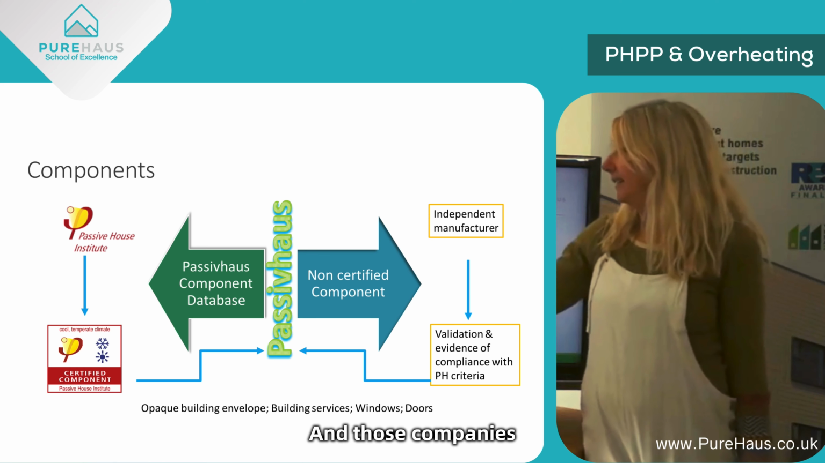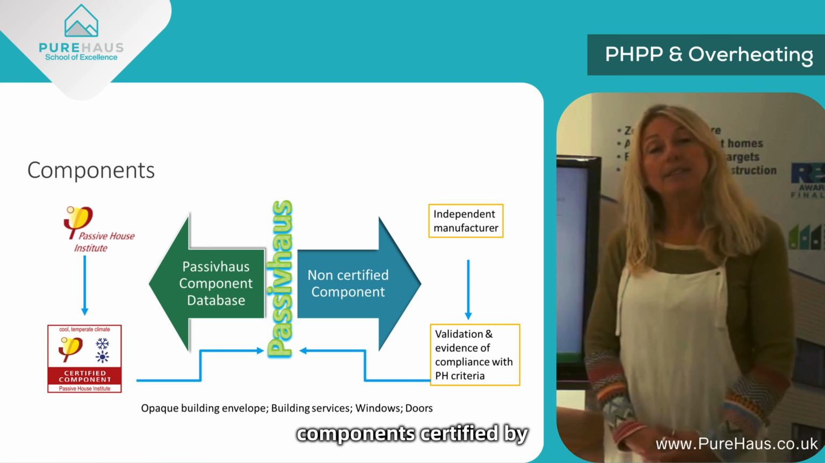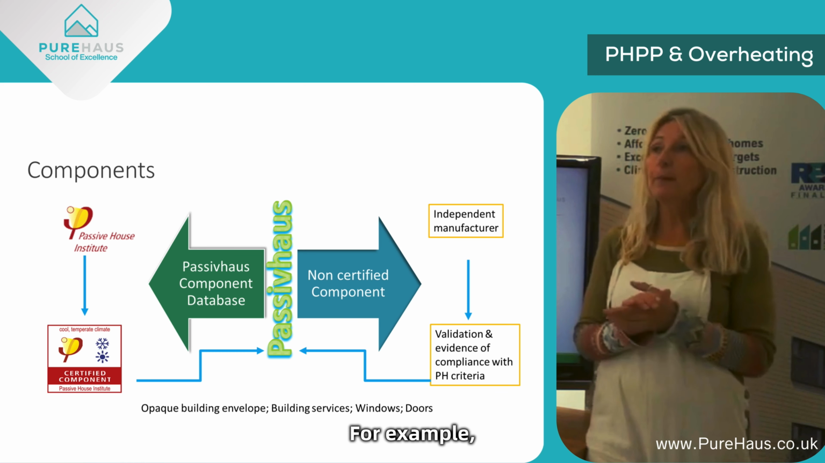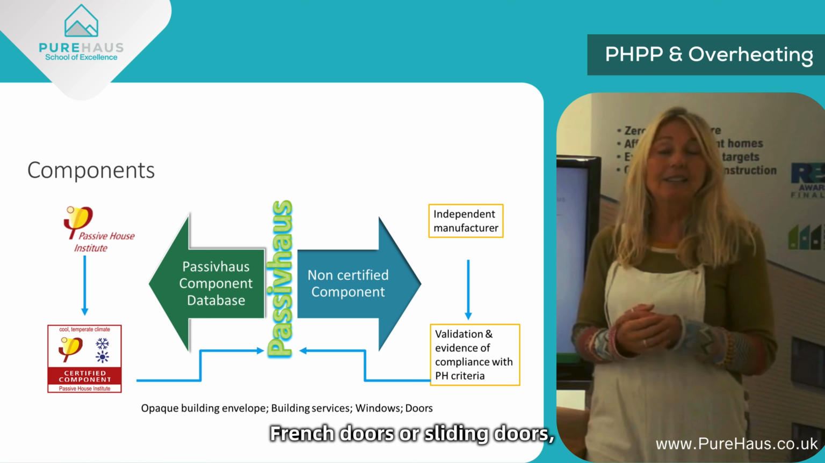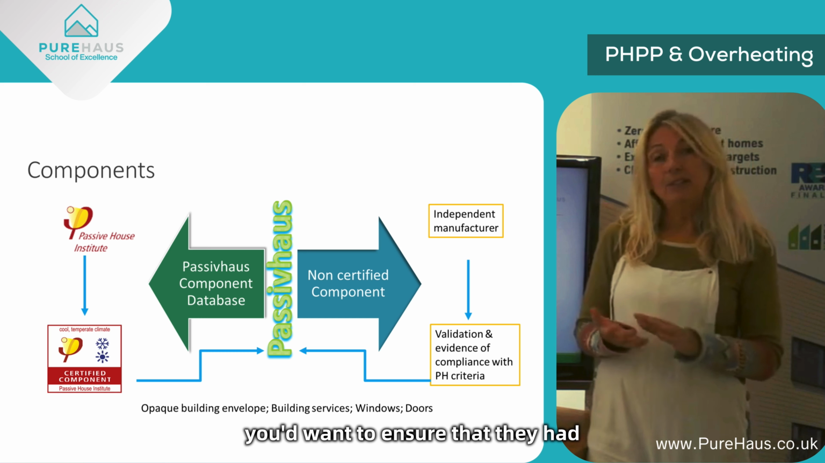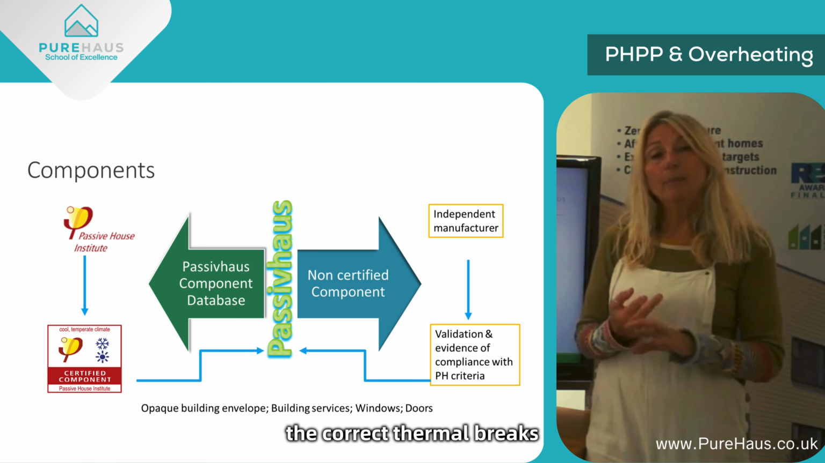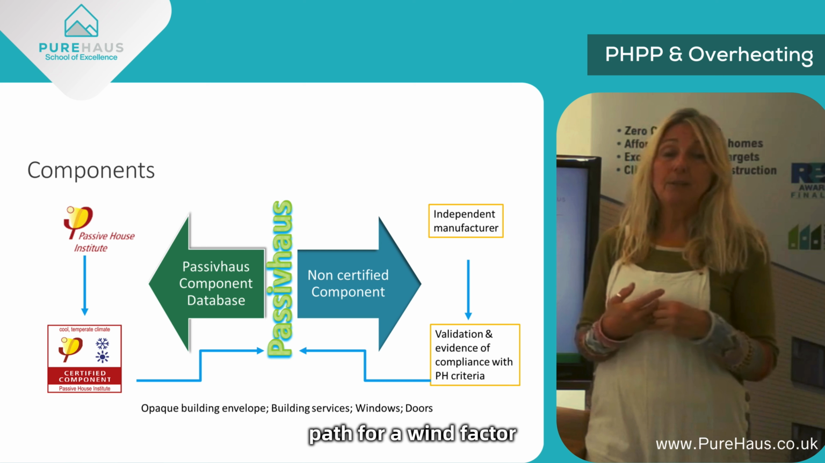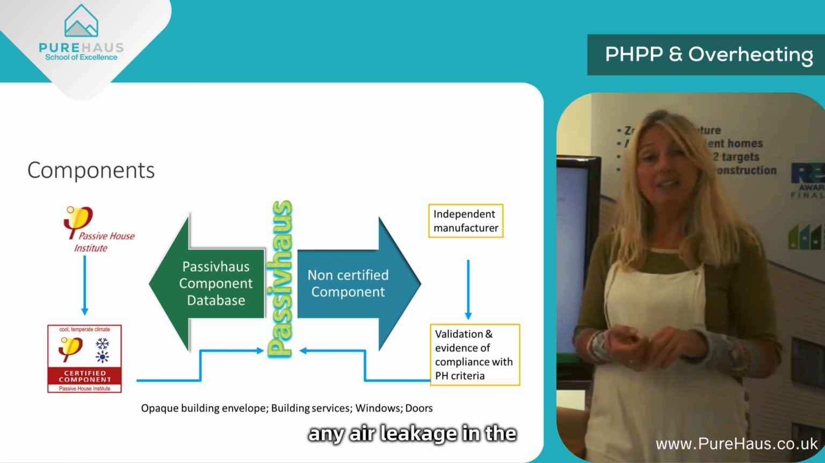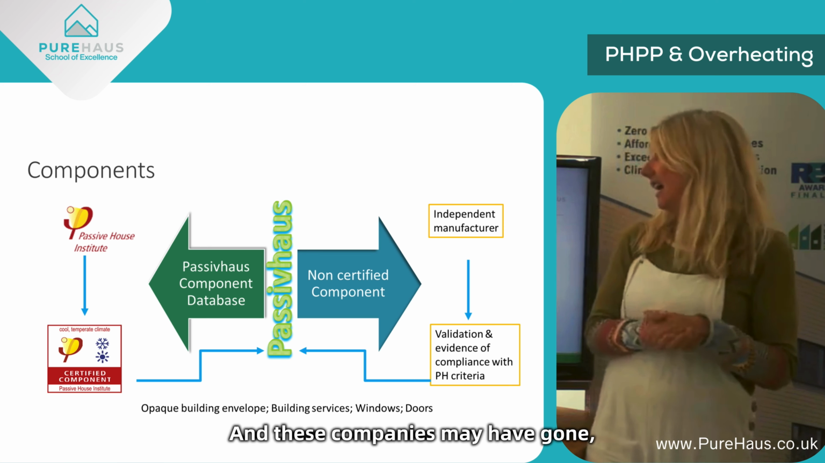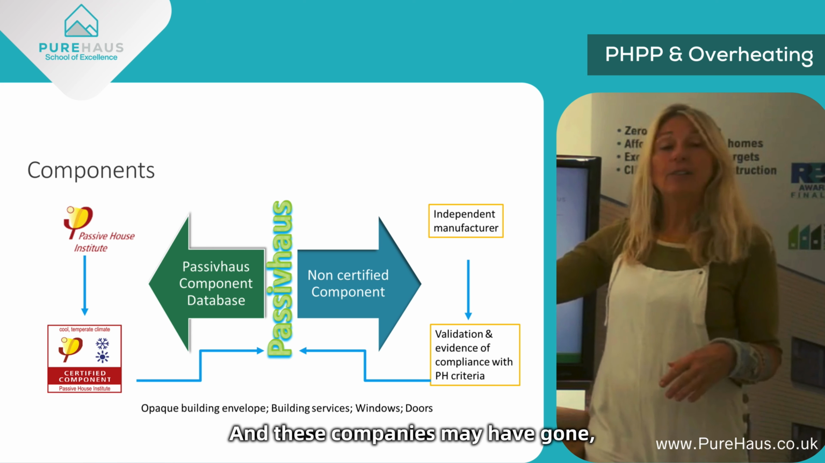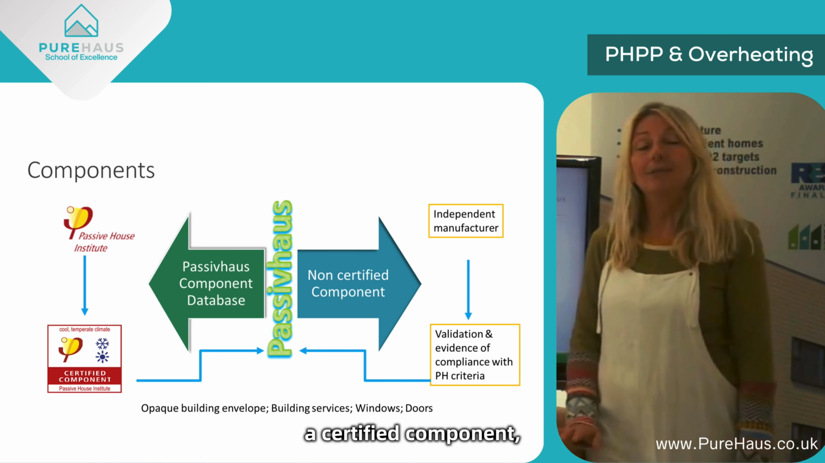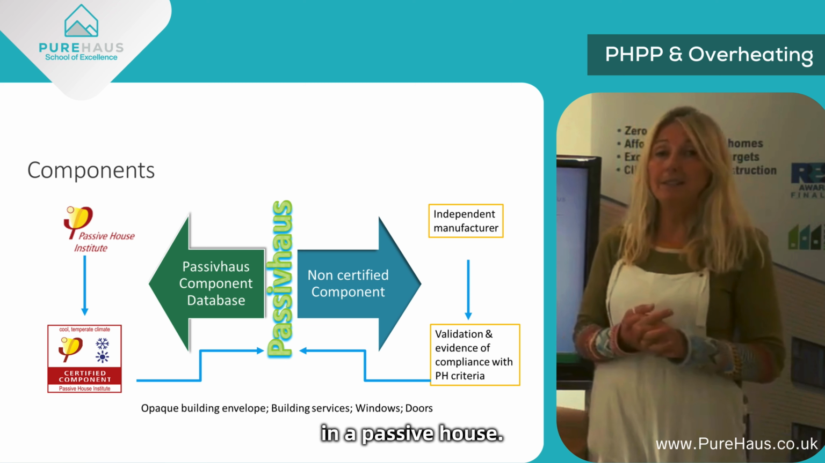And those companies have chosen to have their components certified by the Institute to verify that they would actually perform. For example, if you were to buy some French doors or sliding doors, you'd want to ensure that they had the correct thermal breaks in the frame, and that perhaps they had a good class 4 wind factor, which would stop any air leakage in the actual product. And these companies will have gone through the process to get their products tested to say that they're a certified component, they are suitable for use in a passive house.